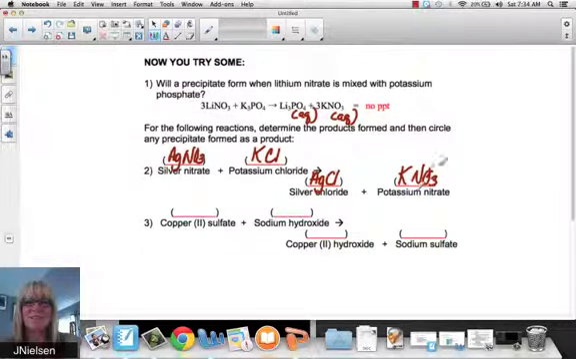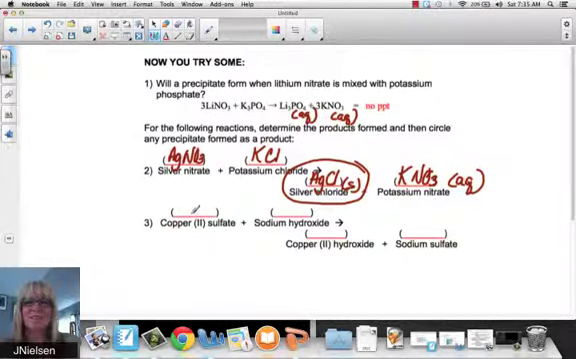When I look at nitrates in Table F, they are soluble with no exceptions, so this is going to be aqueous. However, if I look where the chlorines are, they're under the halides, they are aqueous unless combined with silver, lead, or mercury. So here's my exception. It combined with silver, it's going to form a precipitate or a solid. So we're going to circle this one.